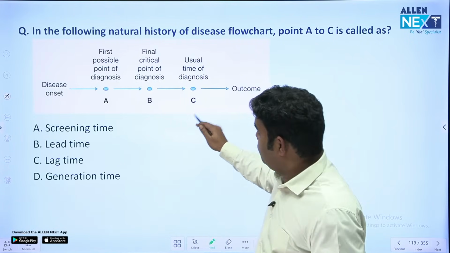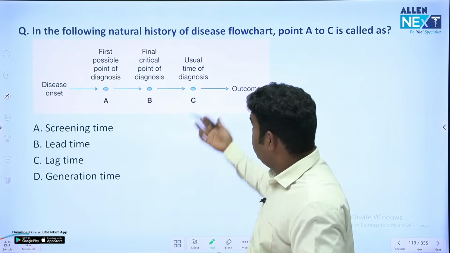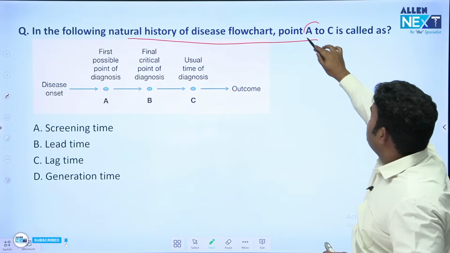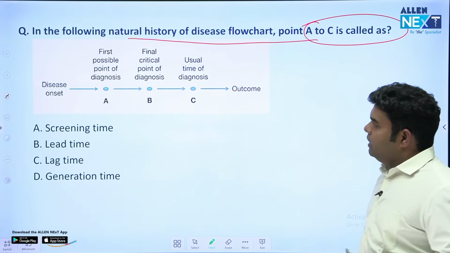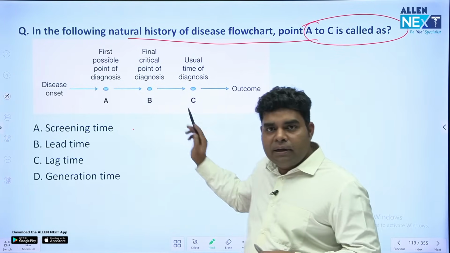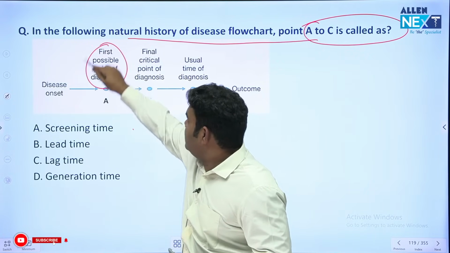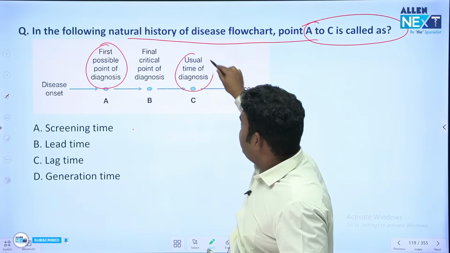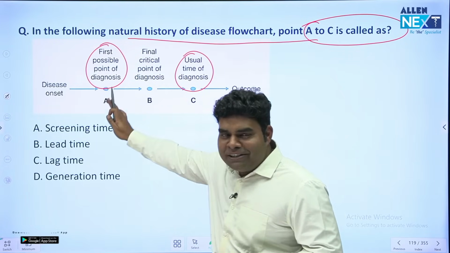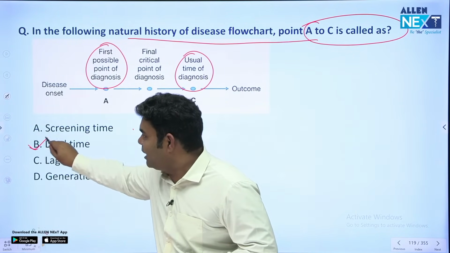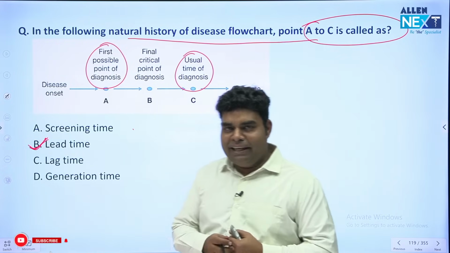Next question. That's what I was about to draw there, but it's good that it is here. In a natural history of disease flow chart, what is A to C called as? A to C को क्या कहोगे? A is first point of diagnosis and C is usual time of diagnosis. First time of diagnosis to usual time of diagnosis is known as lead time. इसी को lead time कहते हैं.